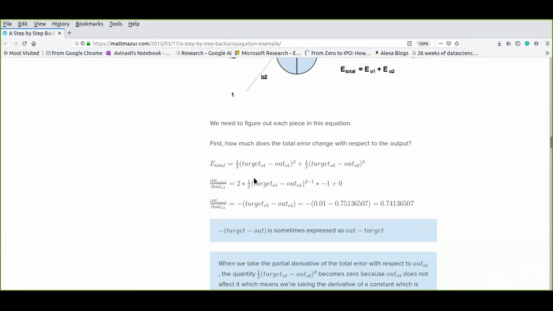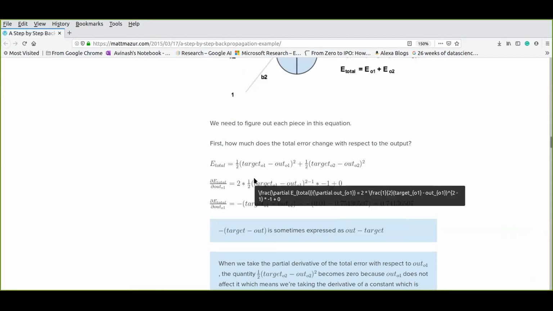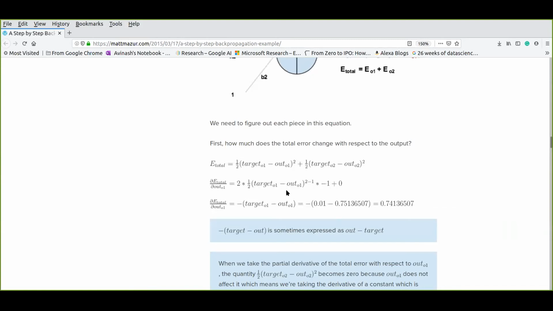We know that the derivative of x power n is equal to n into x power n minus 1. So that's what is happening here. We have this 2 here. So this is x power 2, which is nothing but 2 into x power n minus 1. That's why we have that 2, and then we have the power 2 minus 1. The extra minus 1 here is for the internal derivative.